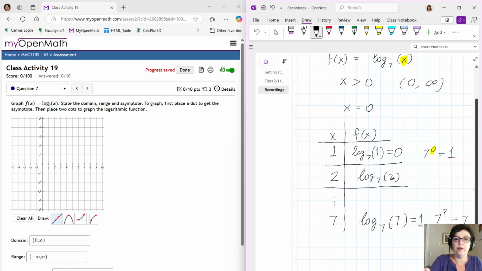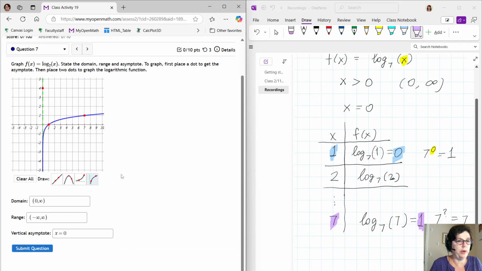So now I have 2 points, 1, 0 and 7, 1. And now I can graph the log. First of all, I need to select the graphing tool. In the graphing tool, I need to select the log, which would be right here. Then I'm going to click on the axis to select the asymptote, because remember, that's x equals 0, the same thing as the y-axis. Now we want to plot 1, 0, and also plot 7, 1. And here we have the log.